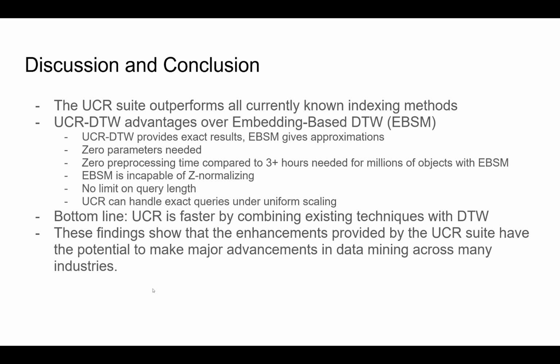The evidence from the article has demonstrated the UCR suite as a groundbreaking technique to improve the speed and applicability of dynamic time warping. UCR DTW has many advantages over embedding-based DTW, including giving exact results instead of approximations, 0 parameters are needed, 0 pre-processing is needed. EBSM is also incapable of Z-normalization, which is necessary for algorithm stability. There's no limit on query length, and lastly, it can handle exact queries under uniform scaling.